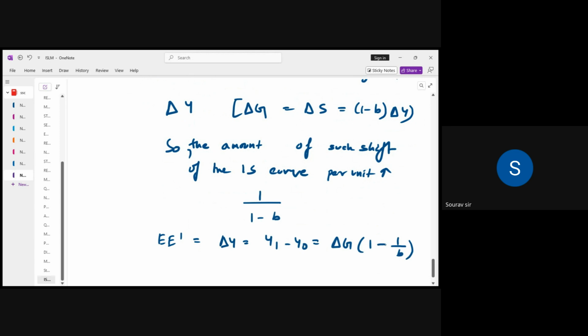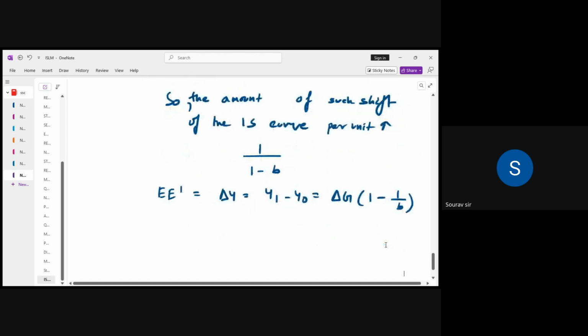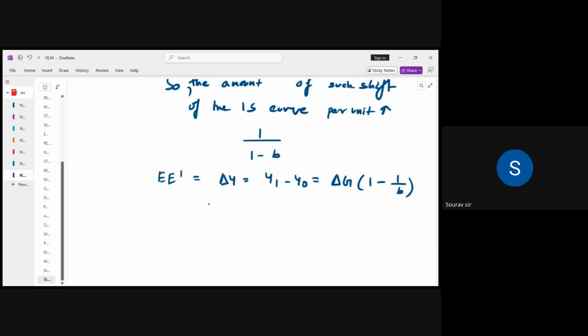Here R, and therefore I, remain constant. The multiplier effect is present due to the induced increase in consumption, which is caused by rising government spending. So this is one.